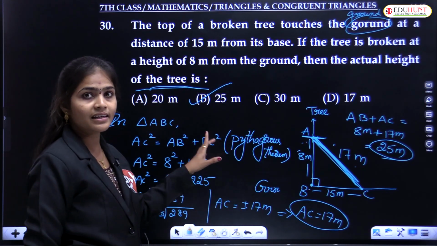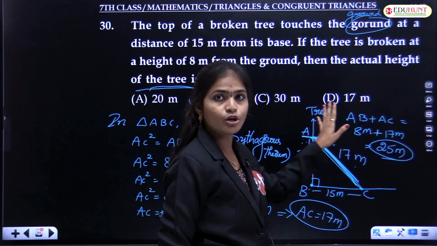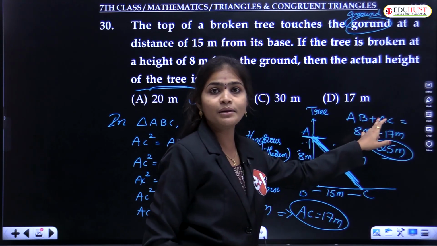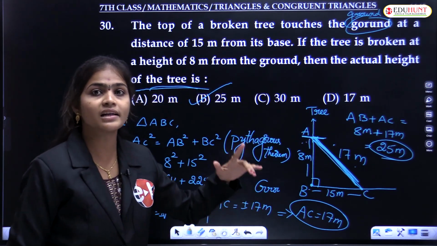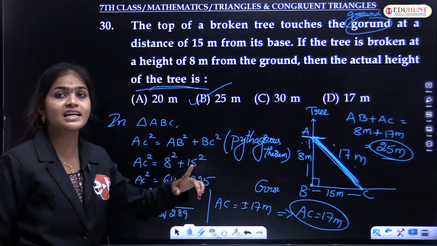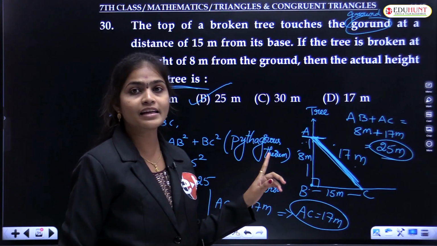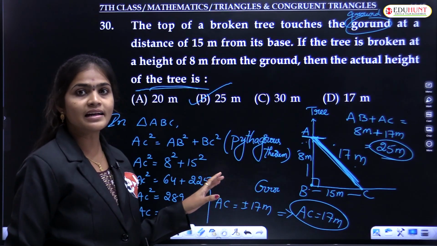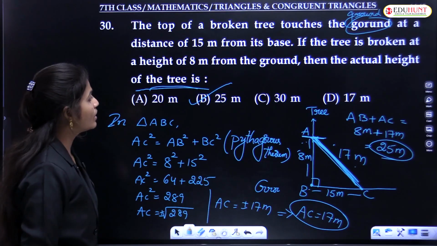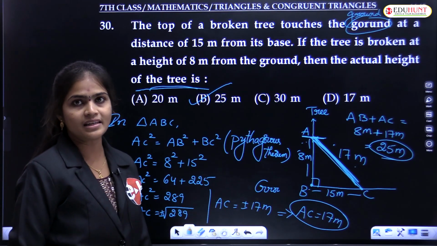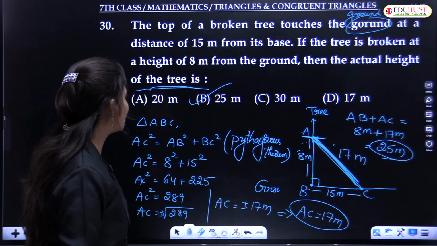Option B is correct. Children, when you observe the given options, they have given 17 meters also. 17 meters is the height of the broken part, but here they are asking for the total height, the actual height of the tree. That is what I am saying, so listen to this very carefully. So here the answer is 25 meters. Okay children, let us see the next one.